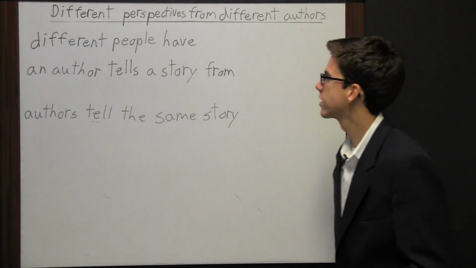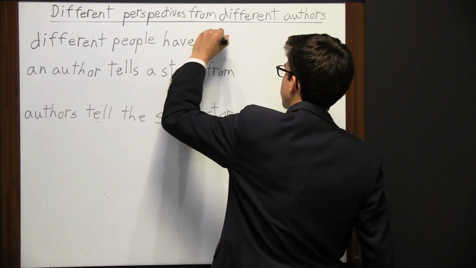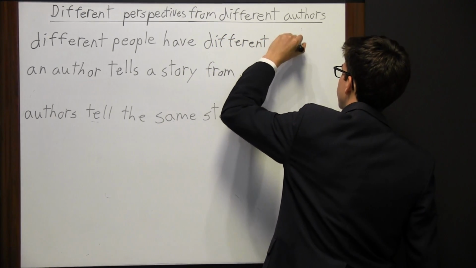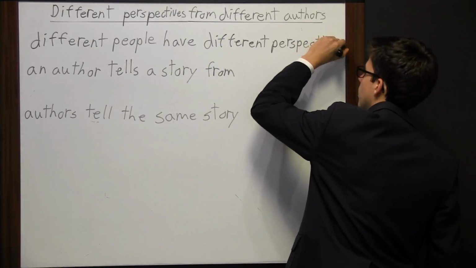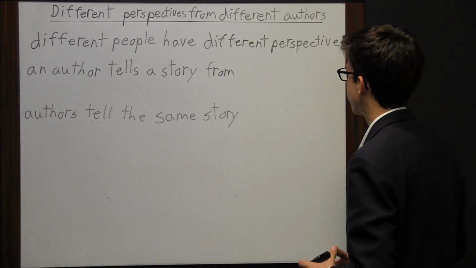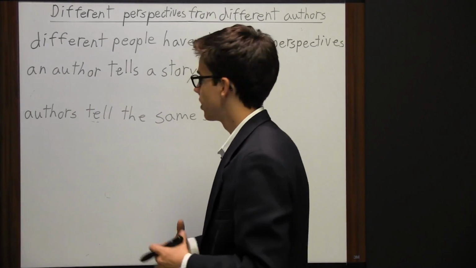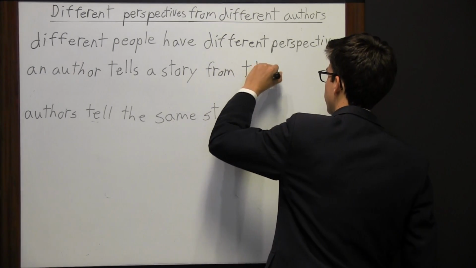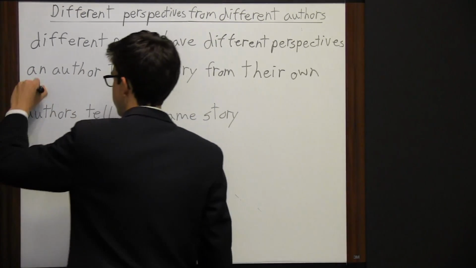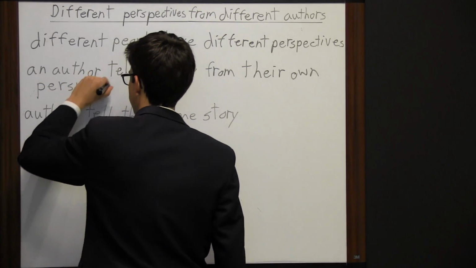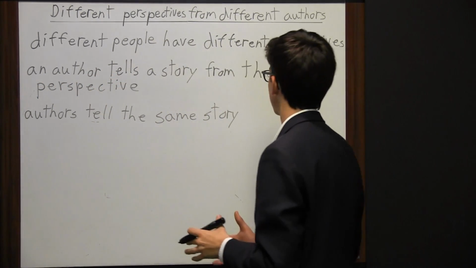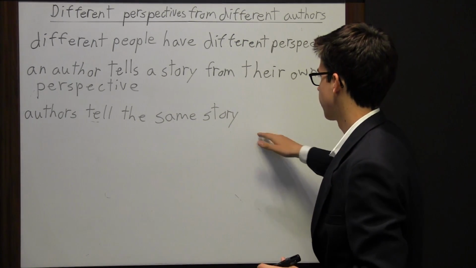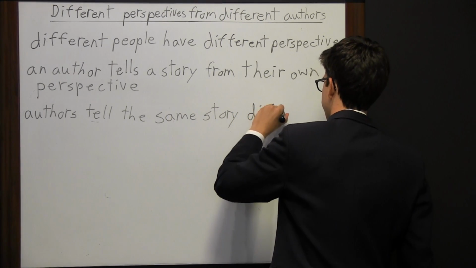It is a common known fact that different people have different perspectives. And so different people have different perspectives, which means an author is going to have a different perspective from another author. But authors tell a story from their own perspective. So if authors tell a story from their own perspective, and different people have different perspectives, that means that authors tell the same story differently.